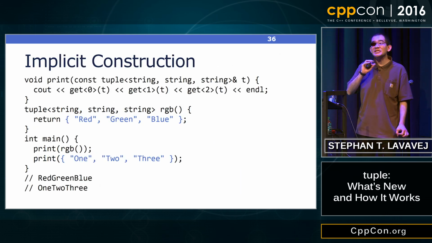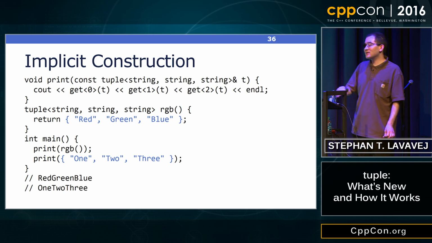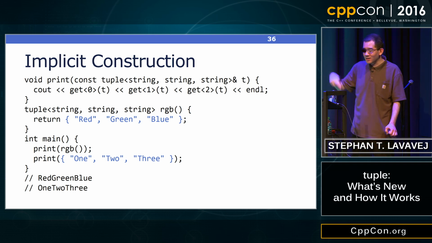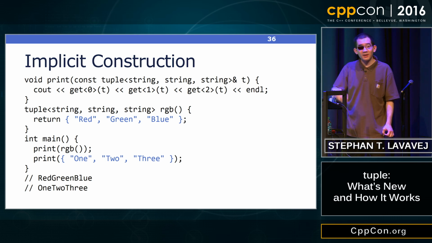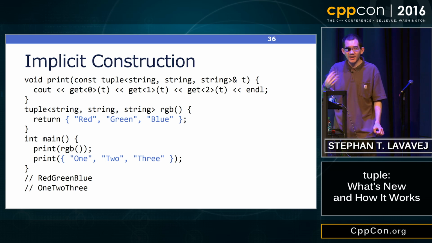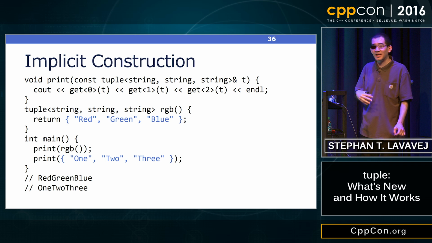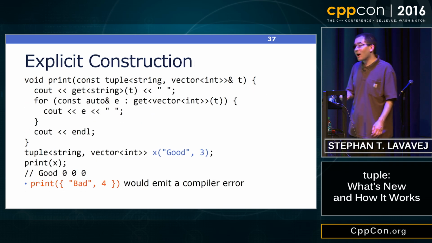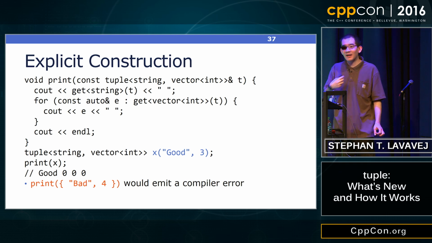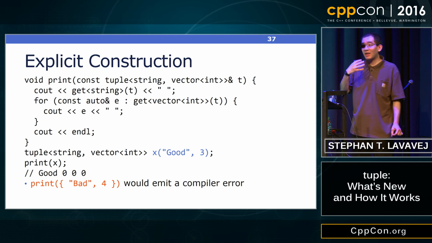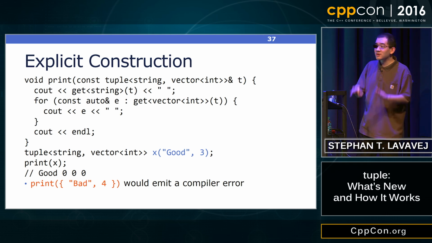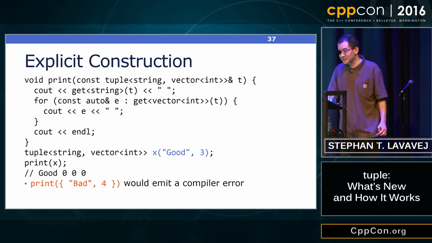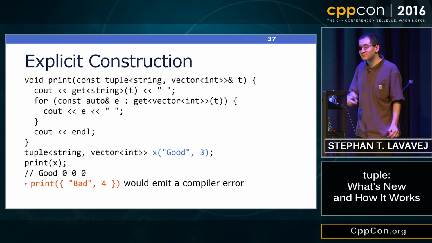Now this is conditionally explicit. It is implicit only when each individual element is implicitly convertible. In this case, I'm going from a decayed const char star to the type std string, and that is implicitly convertible. That's totally fine. However, if the types involved are not implicitly convertible, then the standard library detects this and says, okay, you can construct this thing or you can convert this thing, but you must do so explicitly. I will not do it implicitly for safety.